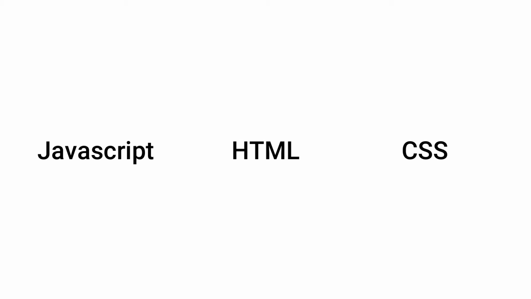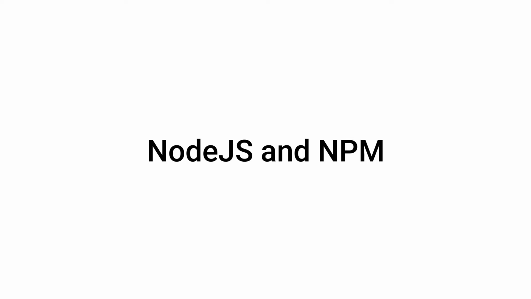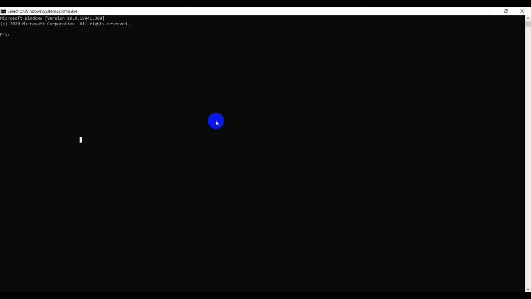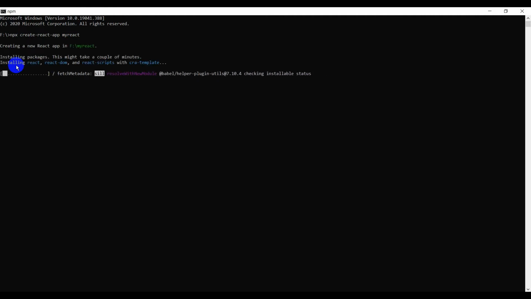To start with React, you need some knowledge of JavaScript, HTML and CSS. Also, to work with React, we need NodeJS and NPM to be installed on our systems. So now let's create our first React app. For that, I'll open my command prompt and move to the directory where I want to create my app. Here I'll create a new React app with this command: npx create-react-app my-react. Here my-react is the application name, which we can give as per our choice. This takes some time to install the packages and create our React app.